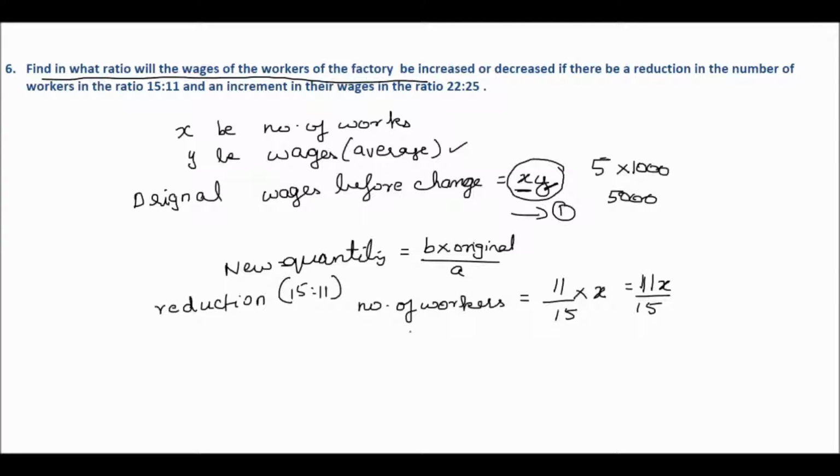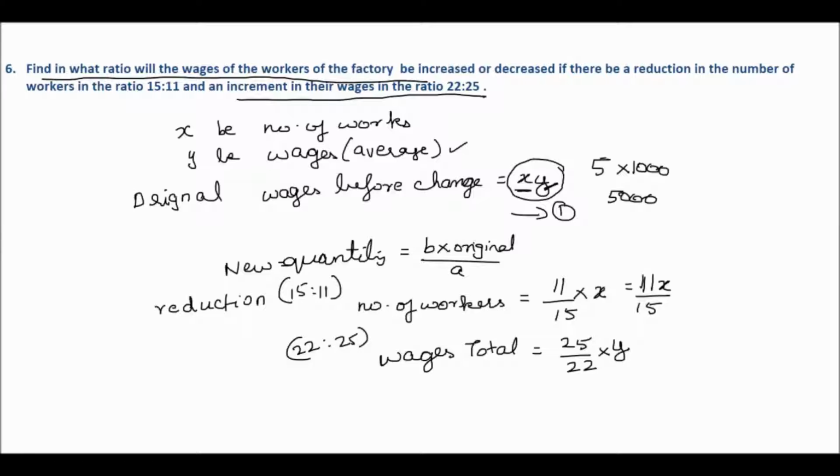And the next thing is the increment in their wages in the ratio 22 is to 25. So the total wages is B by A, which is 25 by 22, into y, the average wage, which comes out to be 25y by 22. Now this is the number of workers and this is the wages.